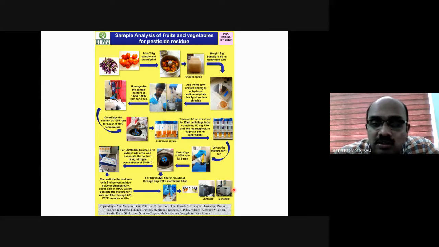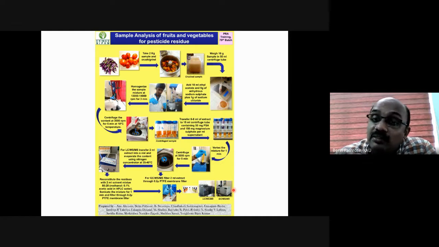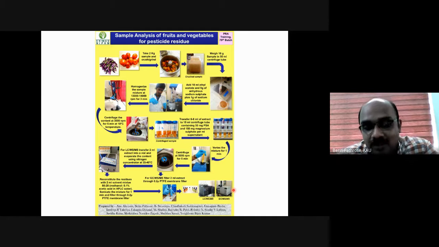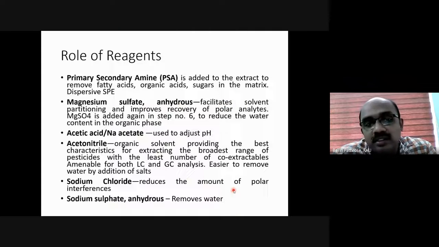The salts, say sodium sulfate, sodium chloride, primary secondary amine, magnesium sulfate, all the salts we are using are the same. But we are changing a solvent, and even then the results will be the same. So that's how this method is a rugged method.